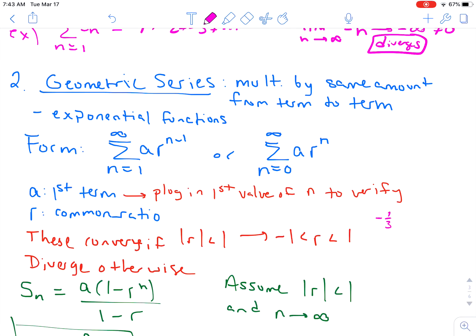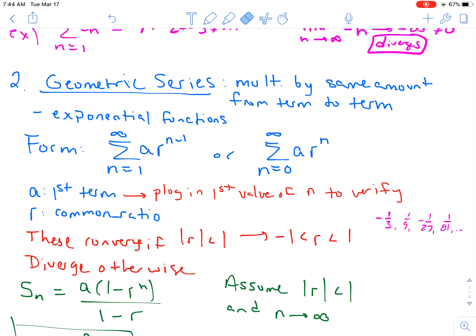So like -1/3, if I multiply that over and over again, we get what? 1/9, -1/27, 1/81, right? So on and so forth. Those things certainly approach 0 pretty quickly. If you have a number bigger than 1 that you're multiplying over and over again, right? That's going to get big quickly. It certainly isn't going to approach 0.